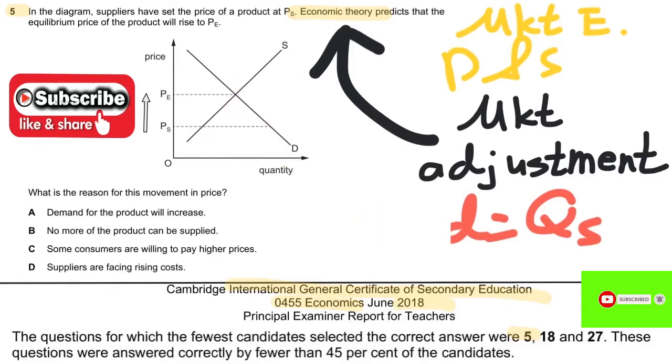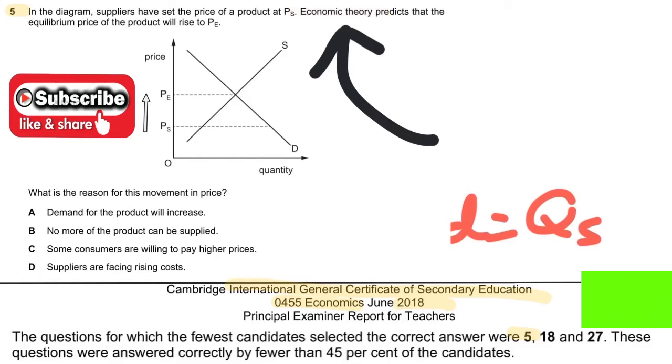We have to take a look at the PS again. At PS, there are 2 points that I would like to highlight. This one is the QD, and this one is the QS. As you can see right now, the QD is larger than the QS.